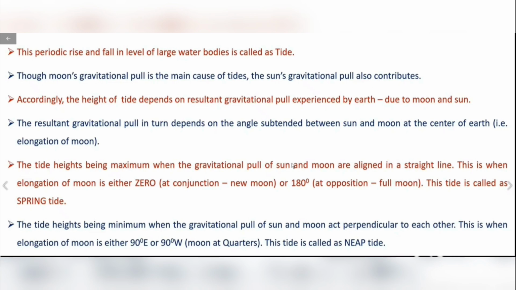Okay. Don't worry. This elongation will come when you do the planet system in celestial navigation. I will tell you what this 90 east or 90 west elongation is. A diagram is coming ahead, I'll explain. Okay, sir.